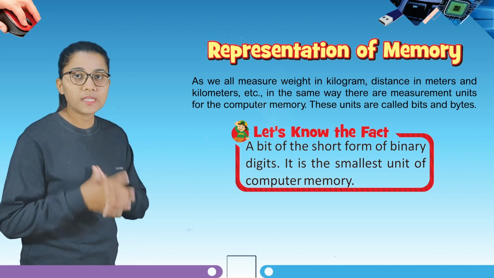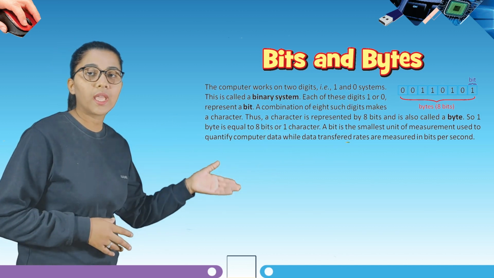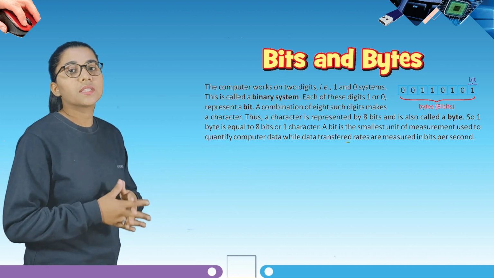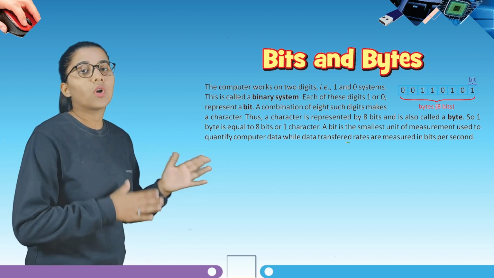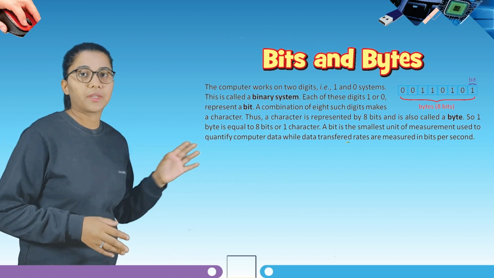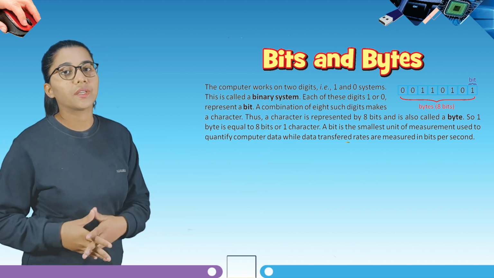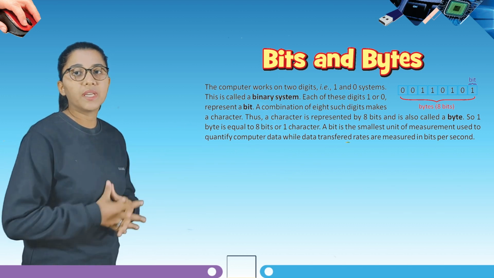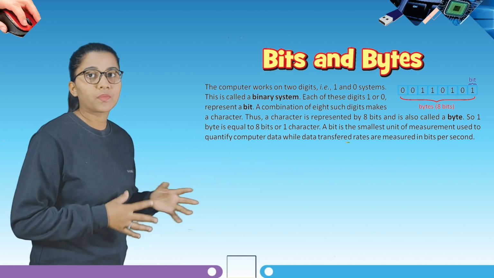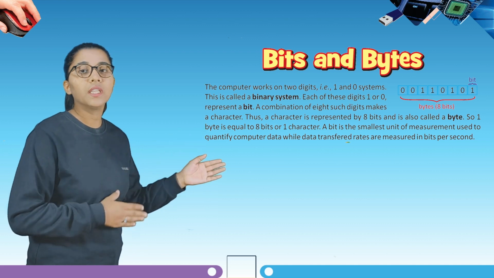Now students, let's learn about bits and bytes. The computer works on 2 digits, that is 1 and 0 systems. This is called a binary system. Each of these digits, 1 or 0, represents a bit. A combination of 8 such digits makes a character. Thus, a character is represented by 8 bits and is also called a byte. So, 1 byte is equal to 8 bits or 1 character.